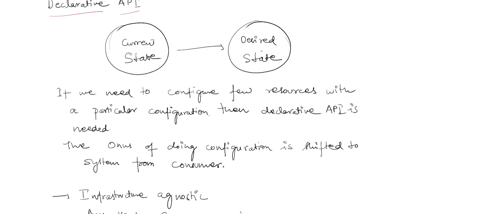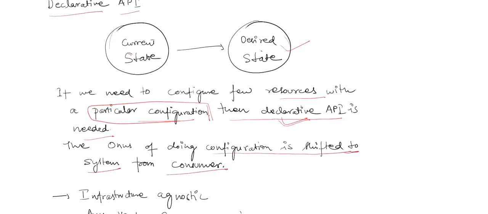So if we want a particular configuration in the system, then declarative API is needed. We can put in the declarative API that we want this desired state. Then we need not configure this desired state; the declarative API will configure it. So the onus of doing configuration is shifted to the system from the consumer. The consumer doesn't need to worry about how the desired state would be achieved. Through declarative API, that state can be achieved.